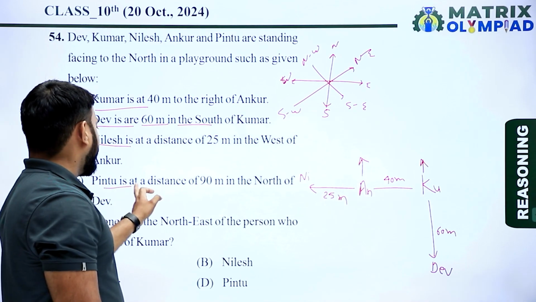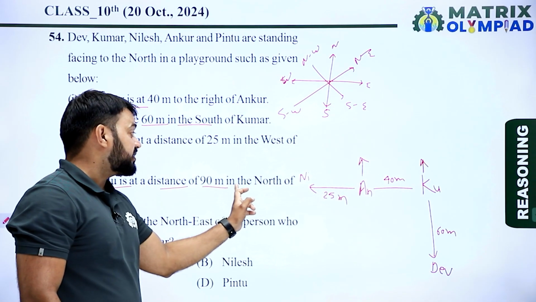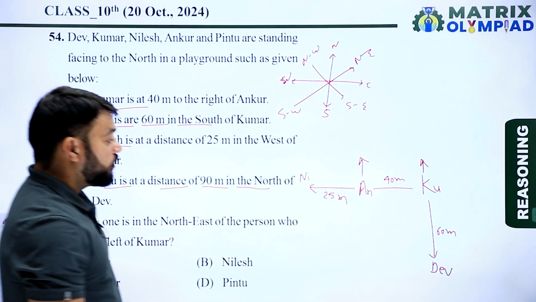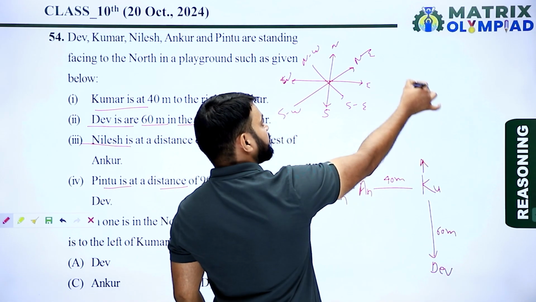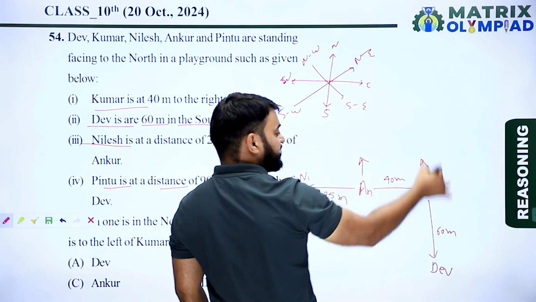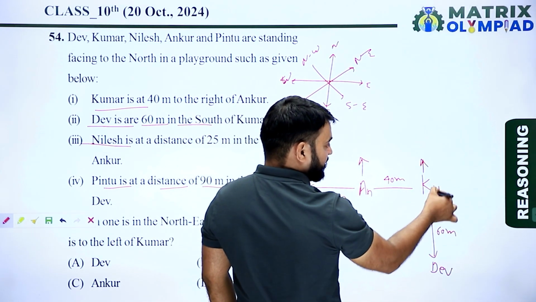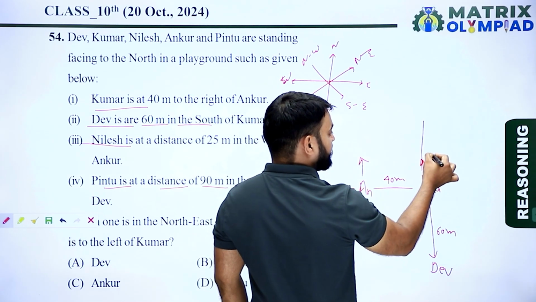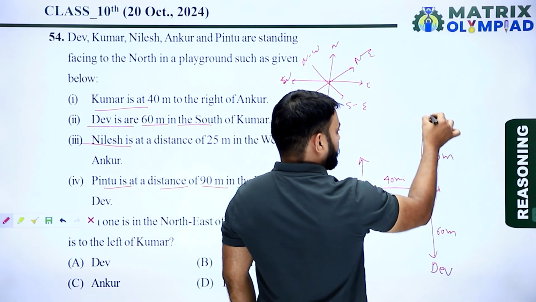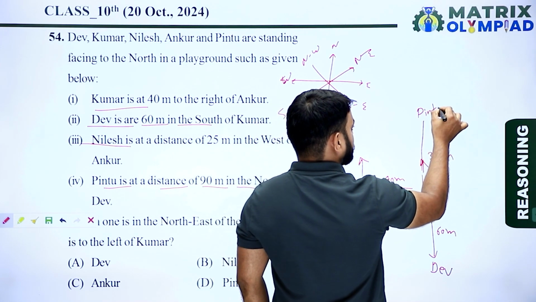Now Pintu is at a distance of 90 मीटर in the north of देव. देव का नॉर्थ इस डायरेक्शन में हो जाएगा और इसके 90 मीटर पर, तो 60 मीटर पर तो कुमार है और यहां से 30 मीटर और यहां पे पिंटू हो जाएगा.